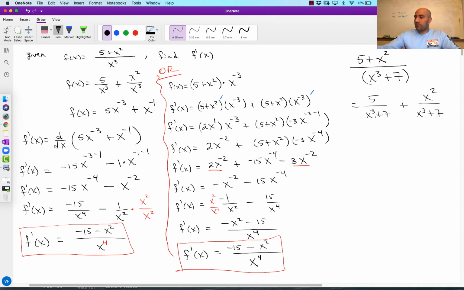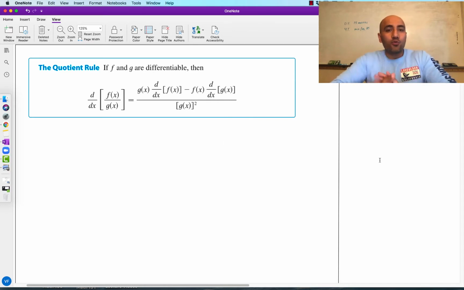Okay, so let's present what it is. I'll show you what the boxed up rule is from your textbook. Again, I'm not going to present the theorem for it or the proof of it. We're just going to learn it, apply it, and move on with our lives. Okay, so here is what that rule is. Okay, so this is the quotient rule.